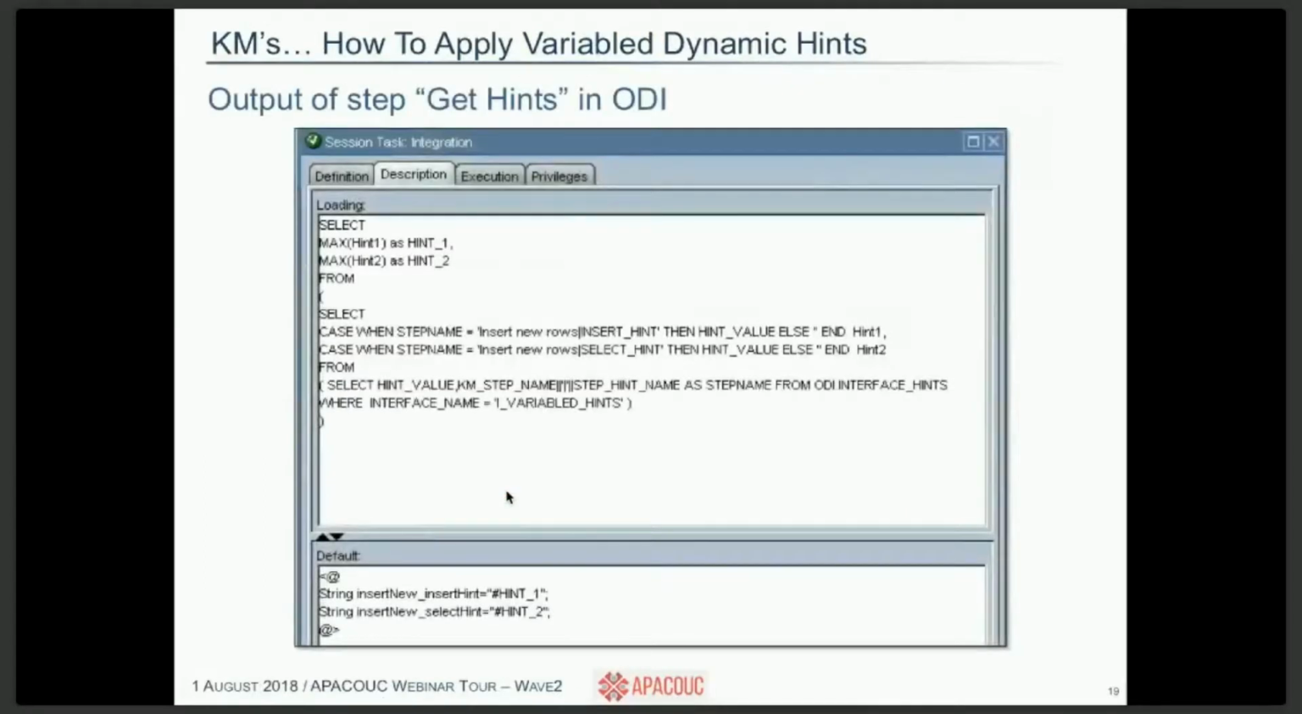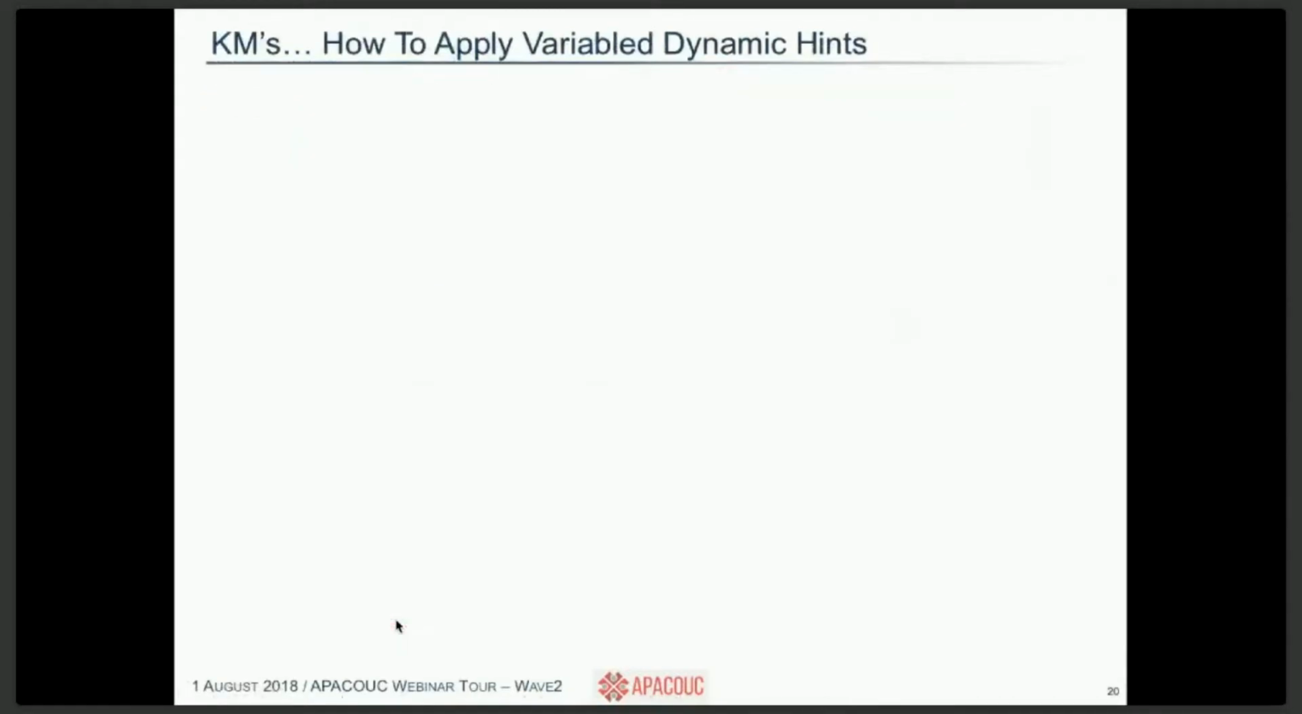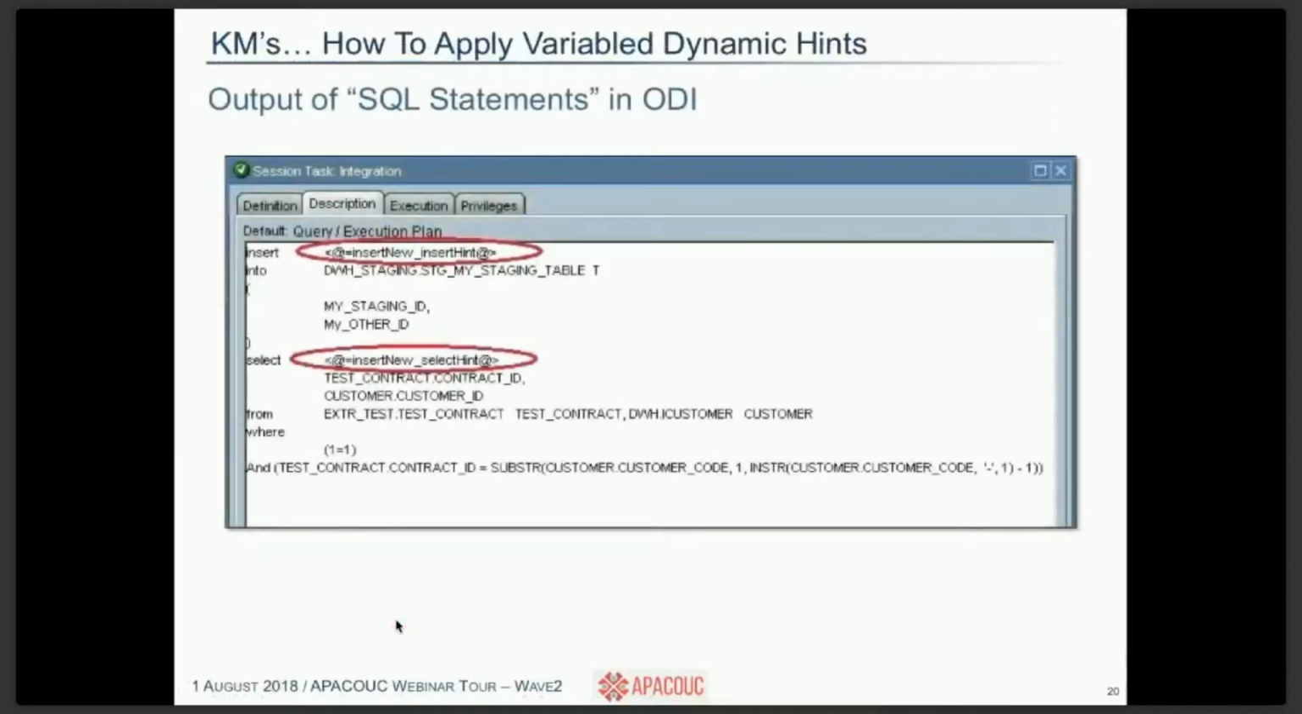So how to use it, or how you see it in the output step of the get hints. As you can see, you select the hints. It's because if there is no hint, you have to use a null value. This is important. And by default, you output these rows. So in the output section, you see the smaller add new hint and smaller add select hint, insert new.